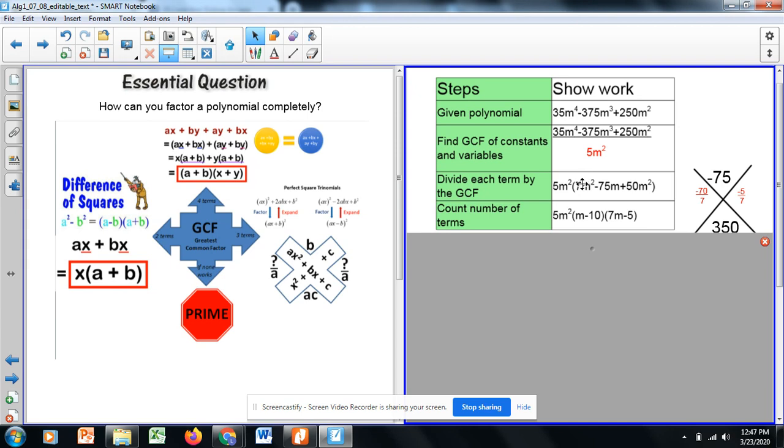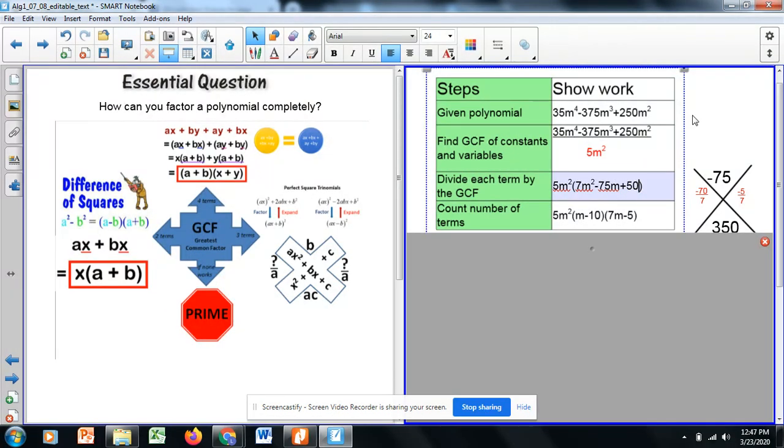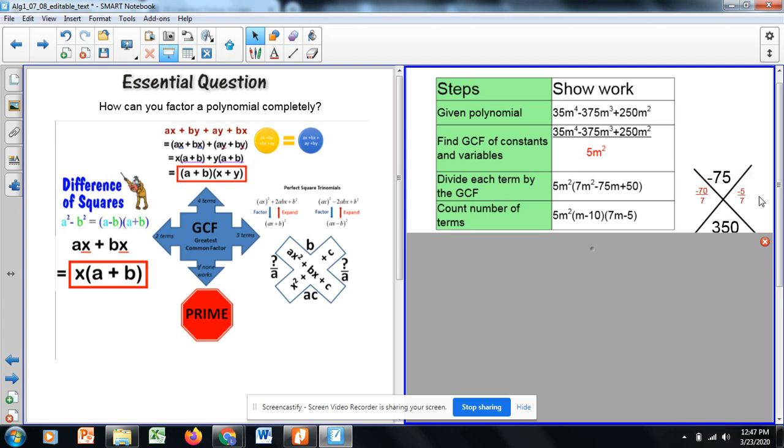We know that this is not a perfect square trinomial because 7 and 50 are not perfect squares. So hang on. When I divide 50m squared by m squared, I forgot to delete this one. So this should be just 50. There you go. Okay, so now, since there are 3 terms, I can use the x method.